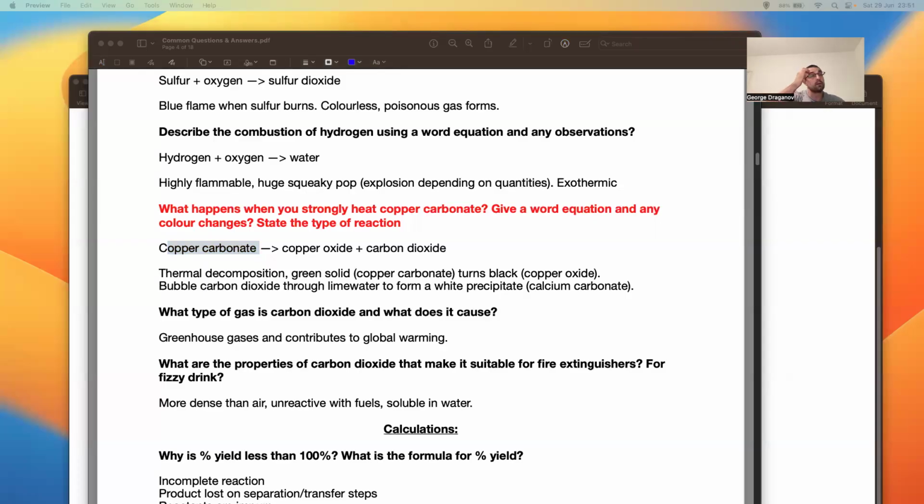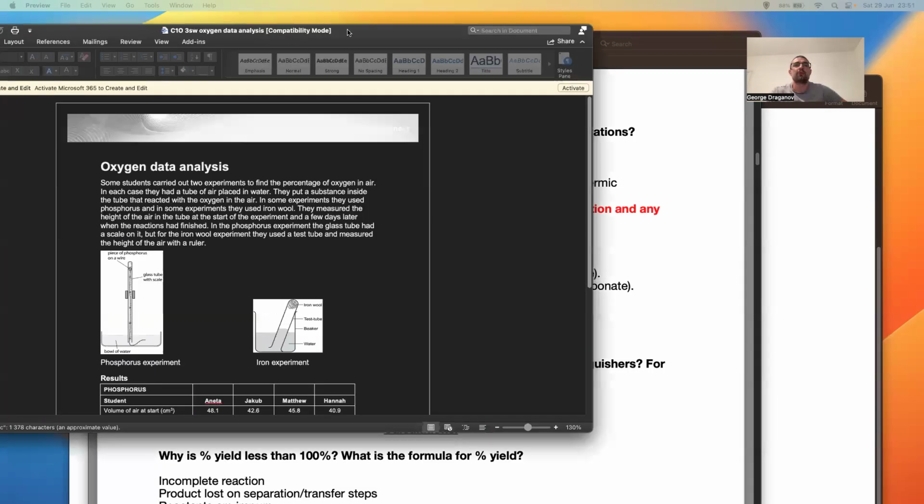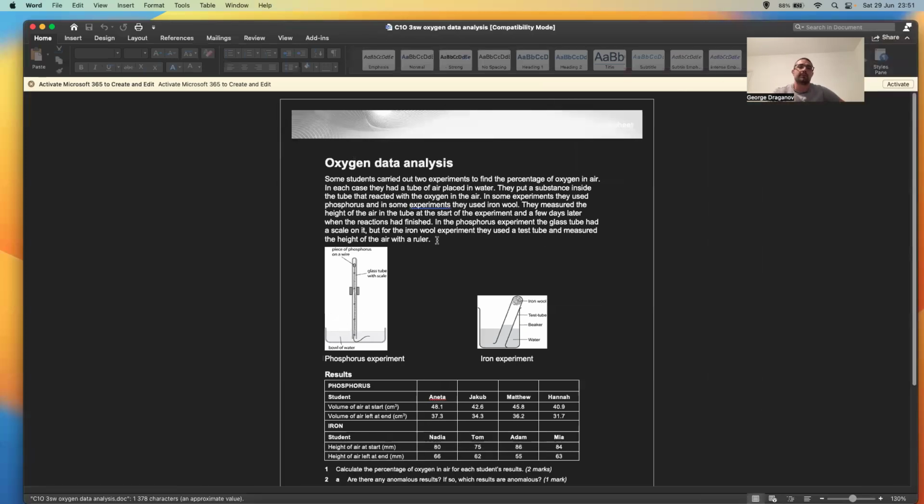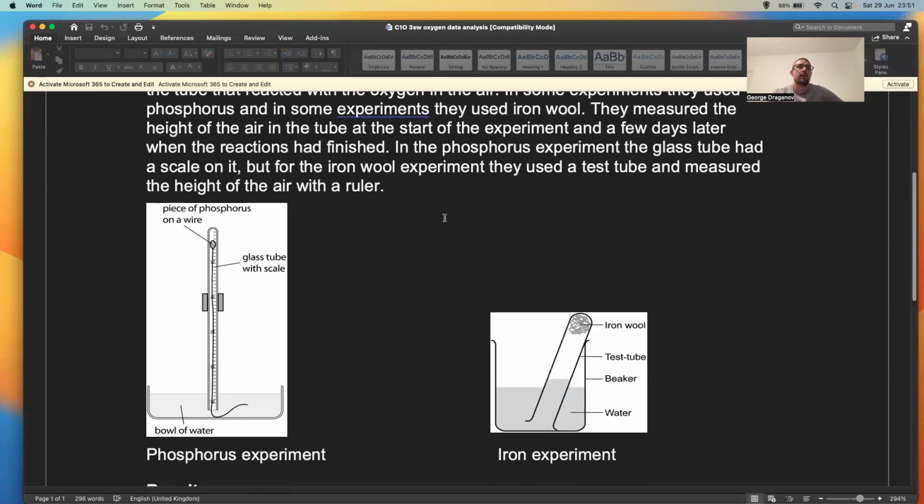Now, the principle with the oxygen is the same, whether you're doing phosphorus or whatever you're doing. So we're using copper, or using phosphorus, it is the same principle. So if we have a very brief look at this, you could have a piece of phosphorus here in this glass tube. And what will happen is, as the air gets removed, the water level, for example, will rise up because there's less oxygen. And you can calculate a difference in the rise of the water.